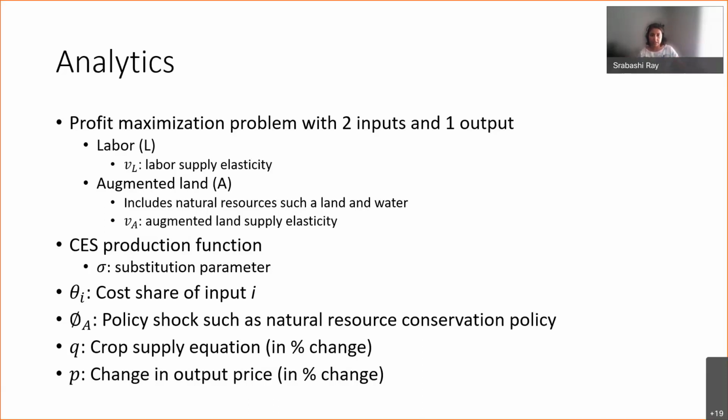Theta, indexed by A or L, is the cost share of either input. And this analytical exercise is developed for a natural resource conservation policy. So think about land retirement for conservation in a CRP program, for example, or a limitation on groundwater extraction. In both cases, it is essentially a supply shock on augmented land, phi A. So using the profit maximization problem, I can derive the overall change in crop supply in response to a conservation policy, which is a function of all these other parameters and the change in price, lowercase p.